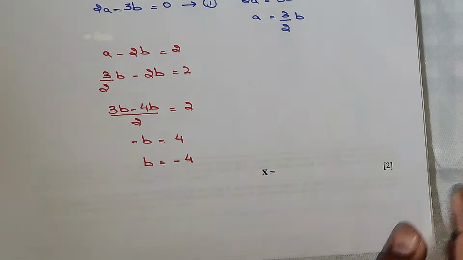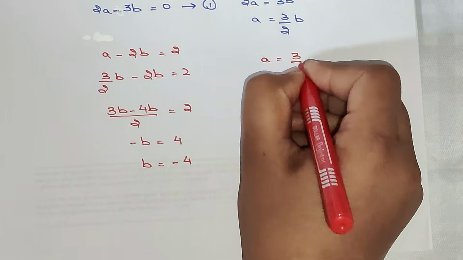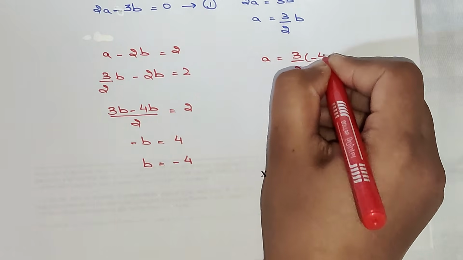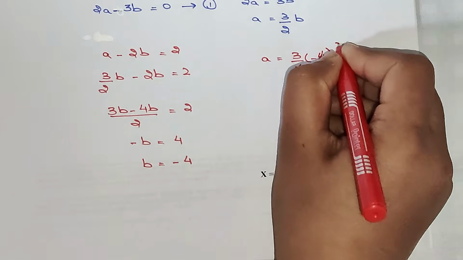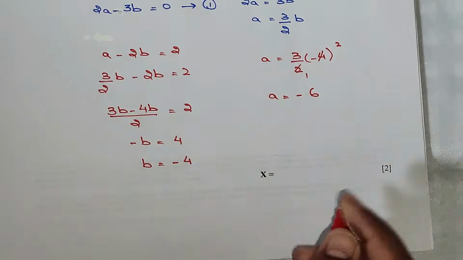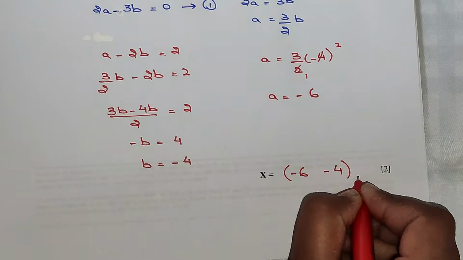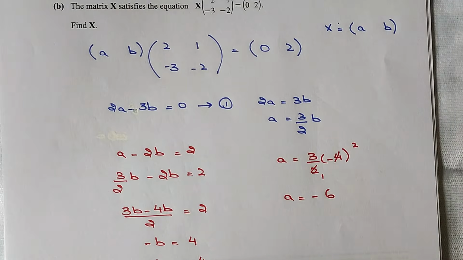Now substituting that b value into a, here a would be equal to 3 divided by 2 times negative 4. So 2 times 1 is 2, 2 times 2 is 4. So a would be equal to negative 6. So the matrix X has a as -6 and the b value is -4. So this is the last question of our paper.